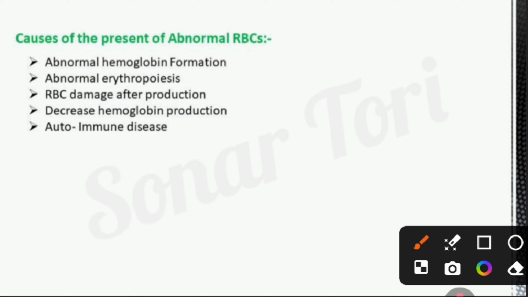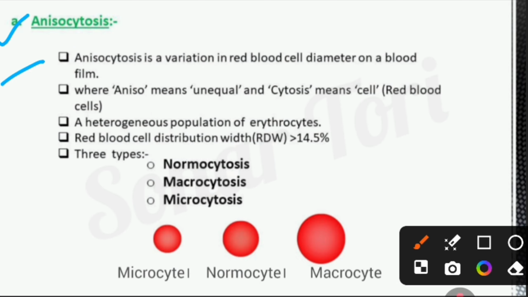The causes of the presence of abnormal RBC. There are some common causes of abnormal RBC. First one, abnormal hemoglobin formation, abnormal erythropoiesis, RBC damage after production, decreased hemoglobin production, and autoimmune disease.